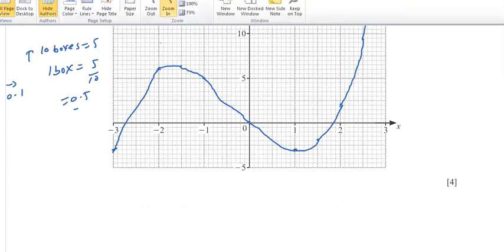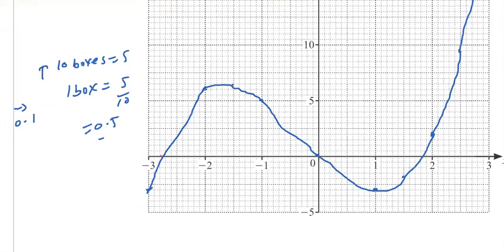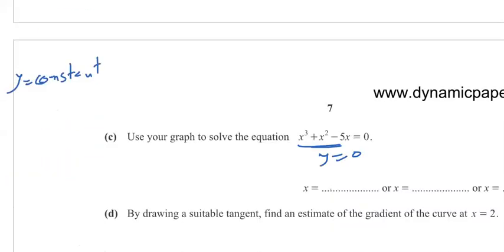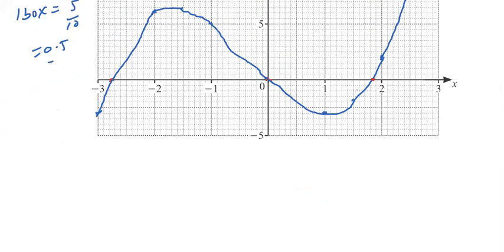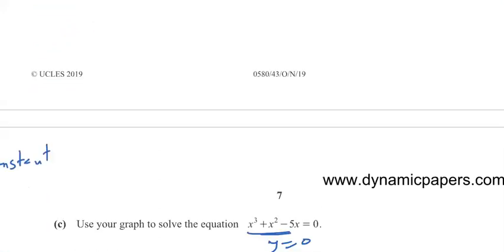Let me zoom even more. Yes, these are the 3 points. This is point number 1, point number 2, point number 3. If I take this one, what is this? 2.1, 2, 3, 4, 5, 6, 7, so minus 2.75. The other one is 0. And the last one, that is 1.5, 6, 7, 8, so 1.85. So the third value is 1.85.